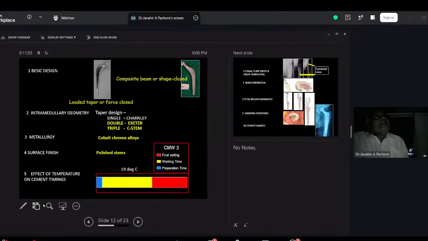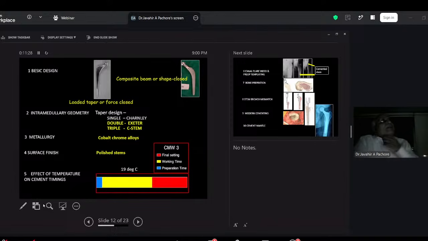So this is the basic design. There are 2 basic designs. One is the loaded taper, also called force closed. That was the design of the Exeter hip. That is all now today. Everybody follows that loaded taper. And composite beam was Charnley. Now today we don't follow the principle of Charnley's composite beam.